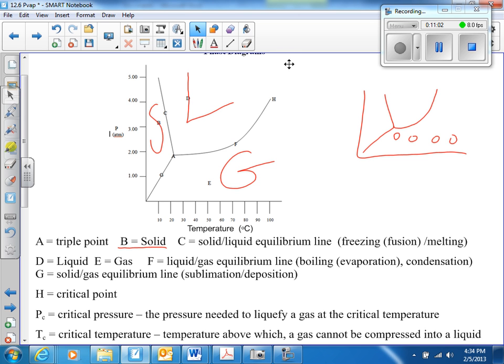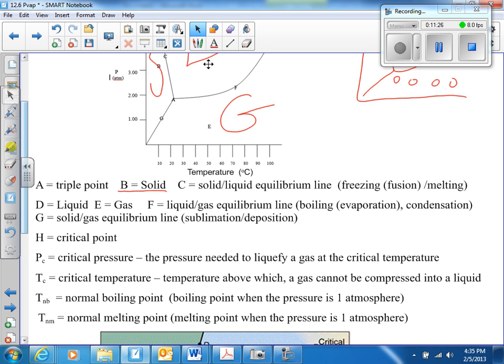So if you're up here, you're a gas. Anywhere up here. Over here, you're not a gas. Up here, you're a gas. Anywhere up here, you are a gas. And if you're at this 100 degrees, you need to bring the pressure all the way down to 4 atmospheres to get it to be a liquid. Okay.